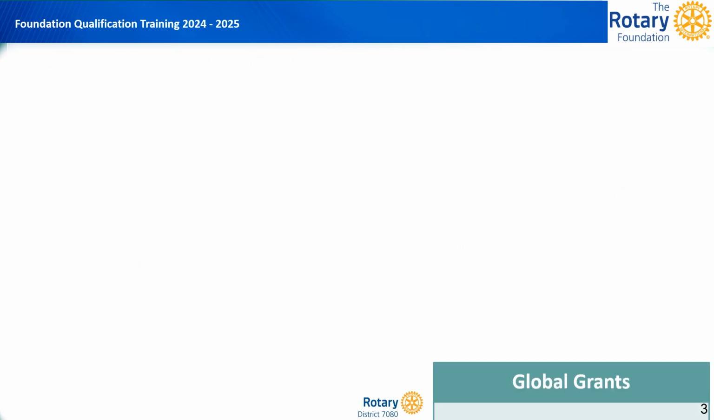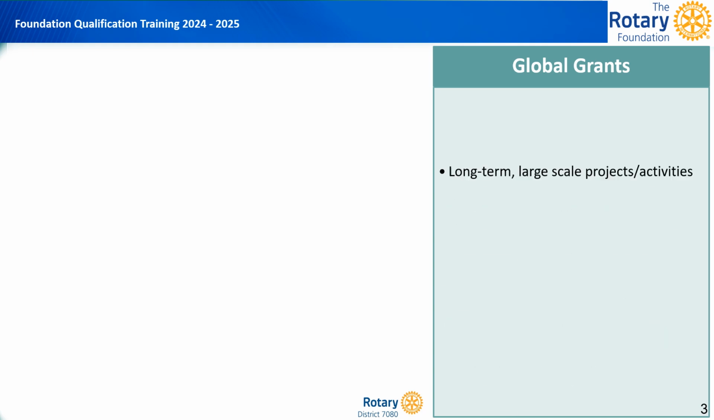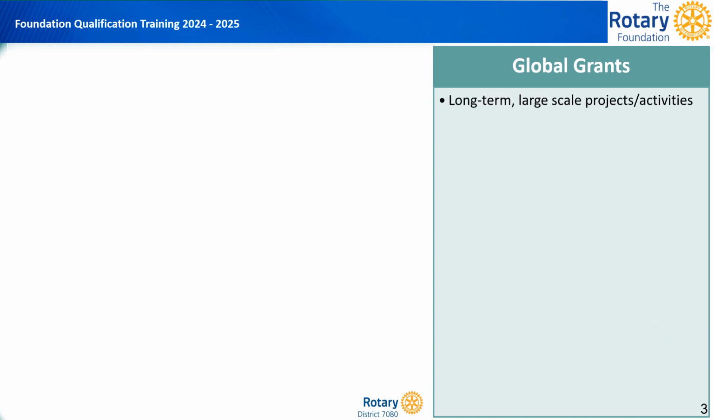Let's start by taking a closer look at global grants. Global grant projects are long-term, large-scale projects that have a minimum project value of $30,000 US. Global grants support large international projects with sustainable, measurable outcomes in Rotary's areas of focus. If the project is in Canada, the international sponsor must be from outside of Canada.